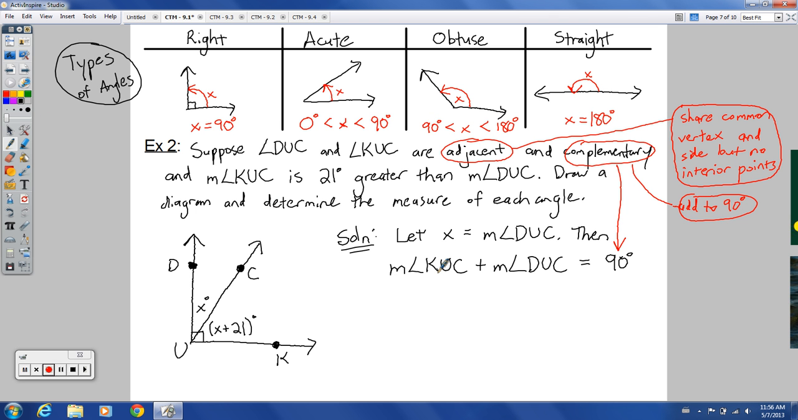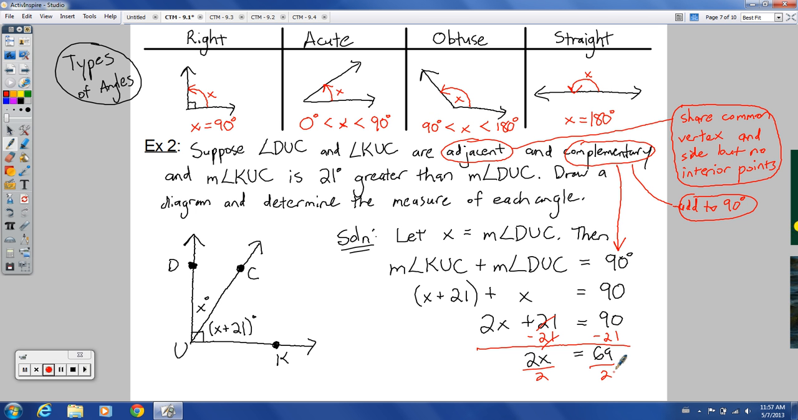And then we can replace what I have in the picture over here with the equation. So KUC, that is x plus 21, and DUC, that is x. Putting those two things together, I can combine like terms. So I've got 2x plus 21 is 90. Let's use our different color to show the steps here. Subtract 21. That'll cancel. 2x equals 69 then, and divide by 2.